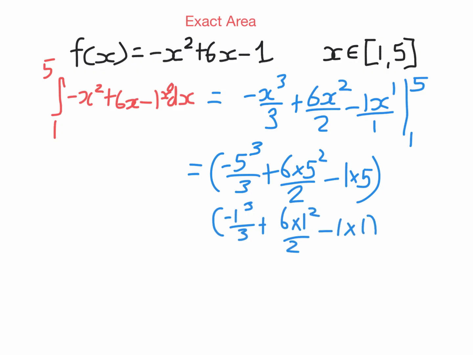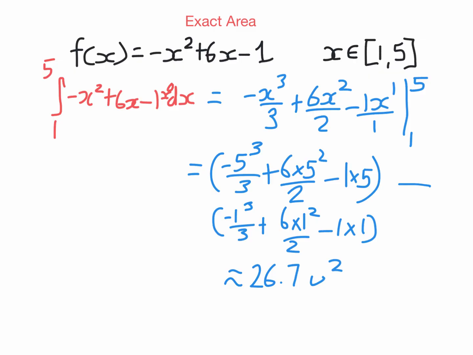Now what you do with this number when we substitute 5 and this number when we substitute 1 is you subtract. So you get this answer and subtract this answer. Putting that in our calculator, we get 26.6 recurring, so about 26.7 units squared. So actually, it was the 4 central rectangles that were closest. They gave us an estimate of 27 units squared.